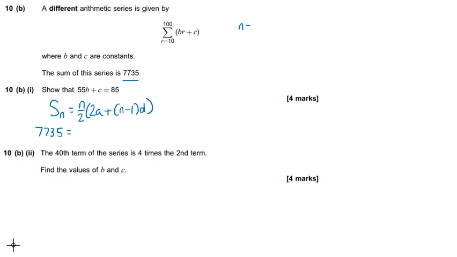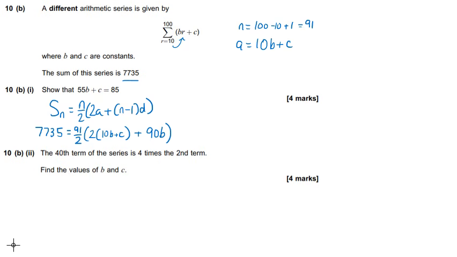The number of terms is going to be 100 minus 10 plus 1. So that's 91. So we know that. The first term is when we substitute r equals 10 in there. So that's 10b plus c is the first term. So 2 times 10b plus c. And then n minus 1, so that's 91 minus 1 is 90. And b, so the common difference d is represented by the value b here. So we'll put that in as well.